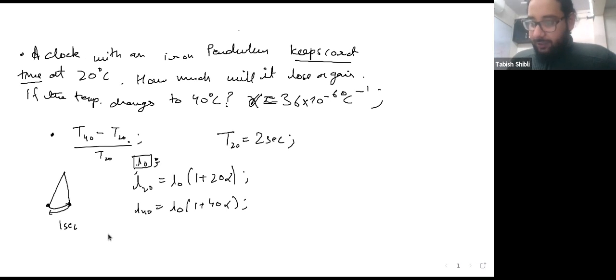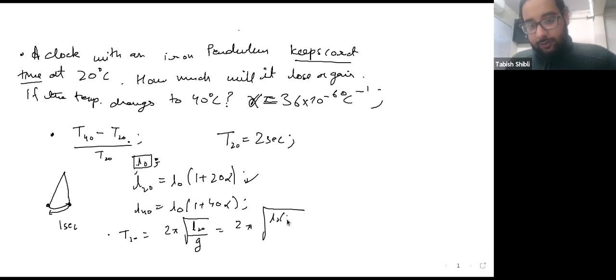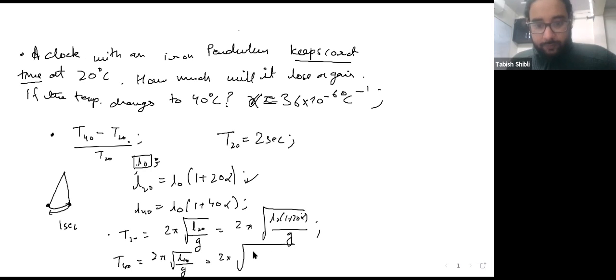Now what is the time period? Time period कैसे निकालते हैं? 2 pi root L20 by G, correct? Which is equal to 2 pi square root of L naught 1 plus 20 alpha divided by G. And what is the time period at 40 degrees Celsius? Well, this is again just 2 pi root L40 by G, which is 2 pi square root of L naught 1 plus 40 alpha divided by G. Okay.